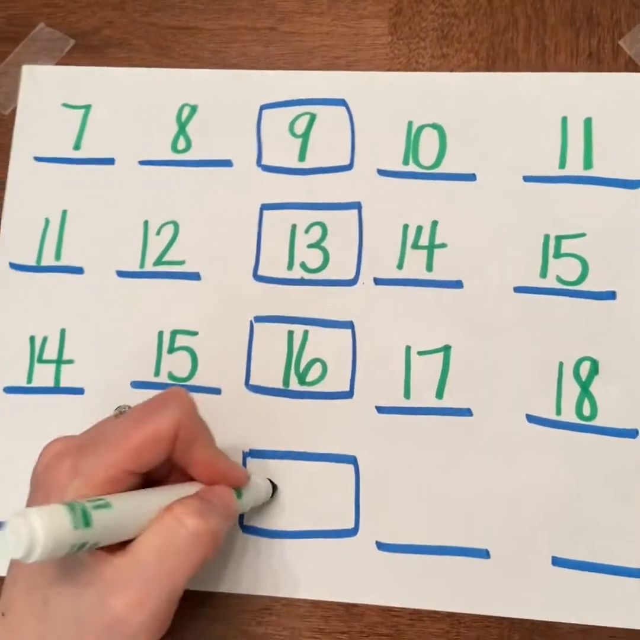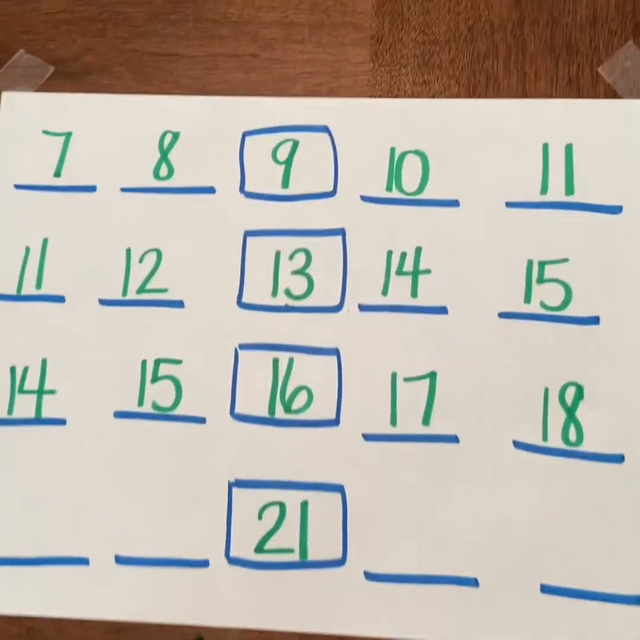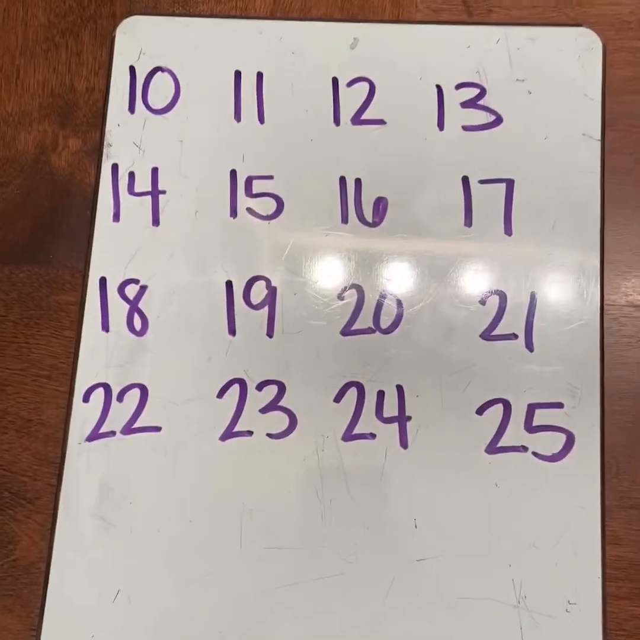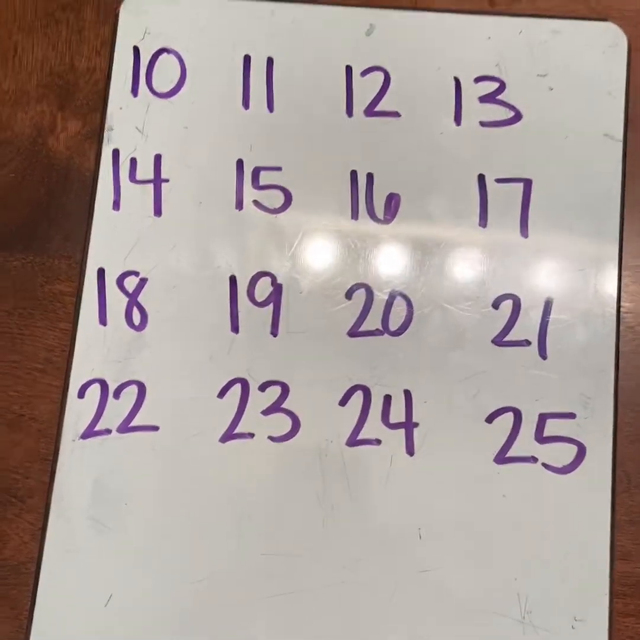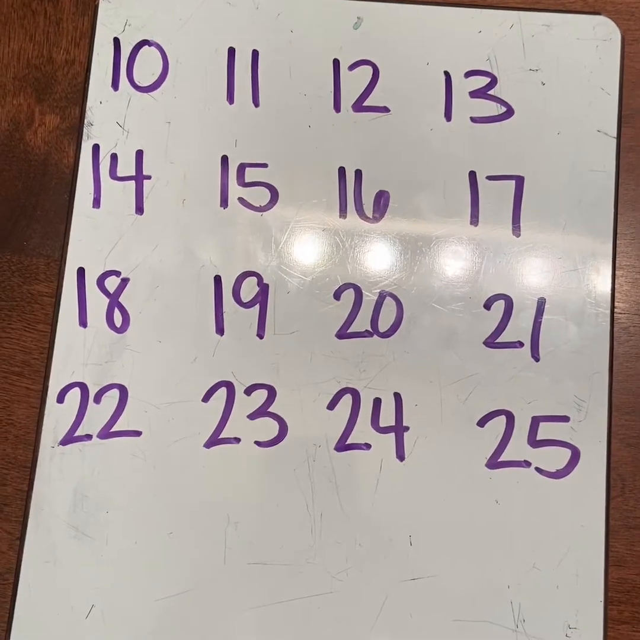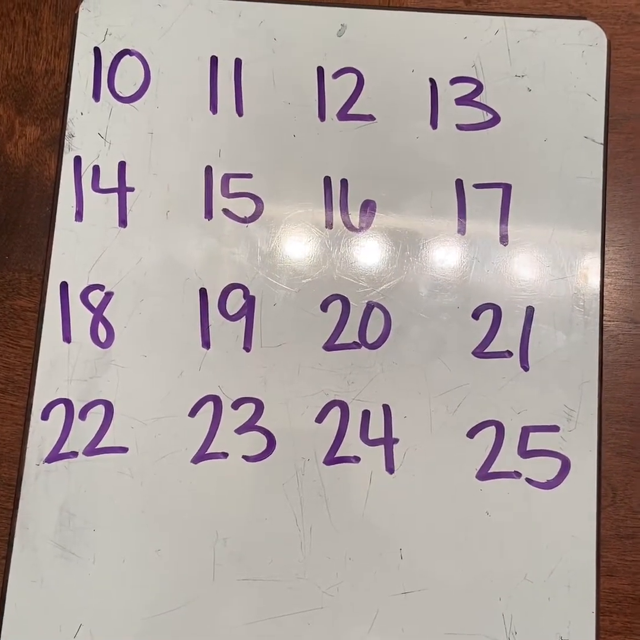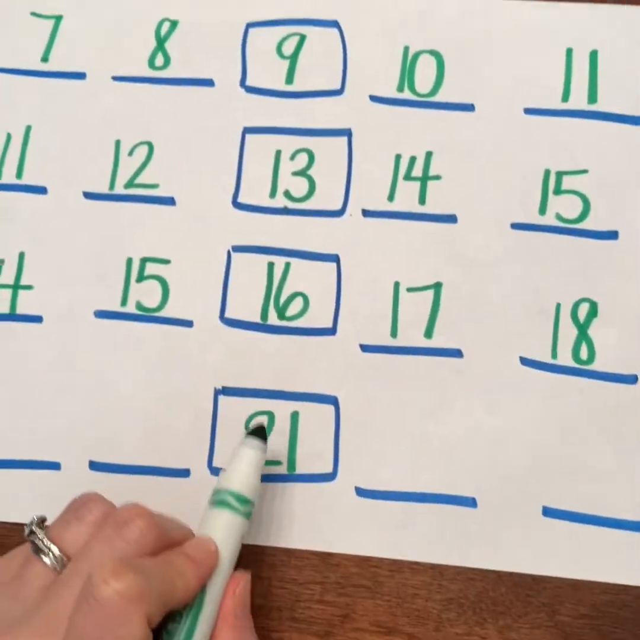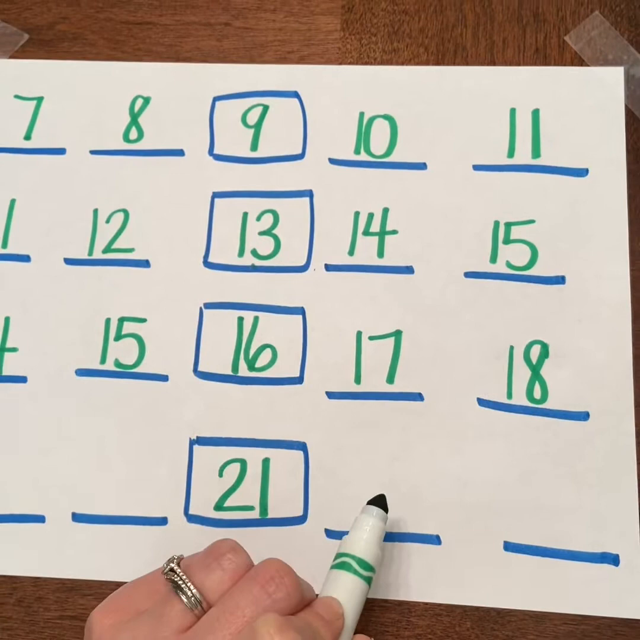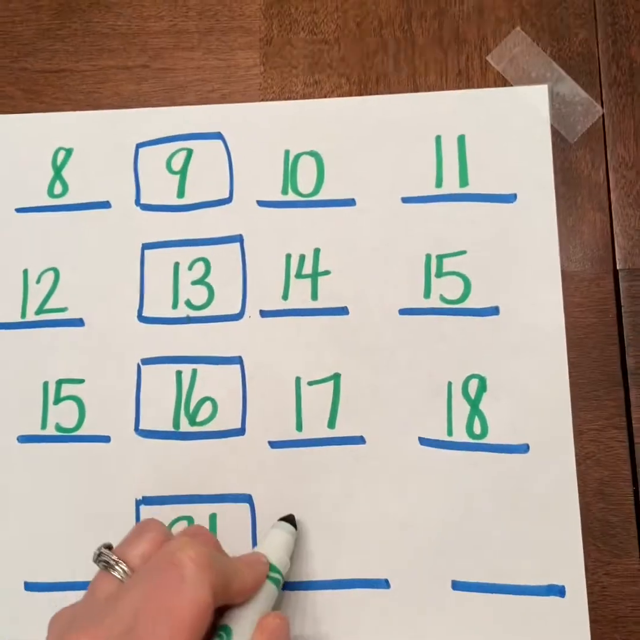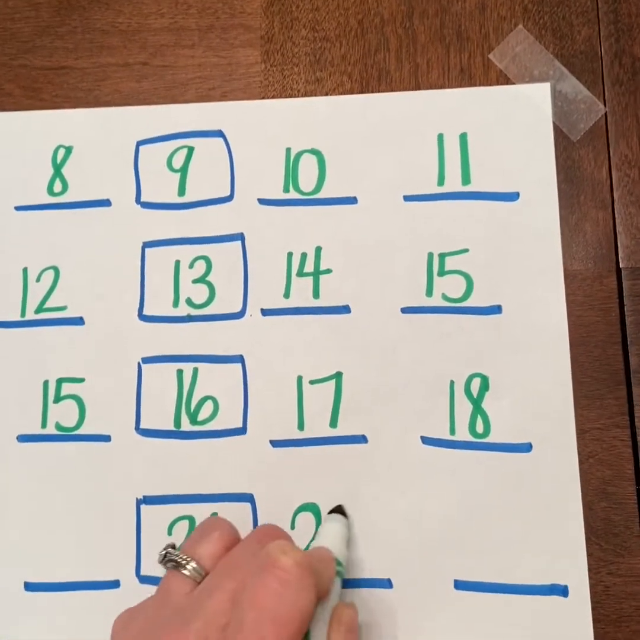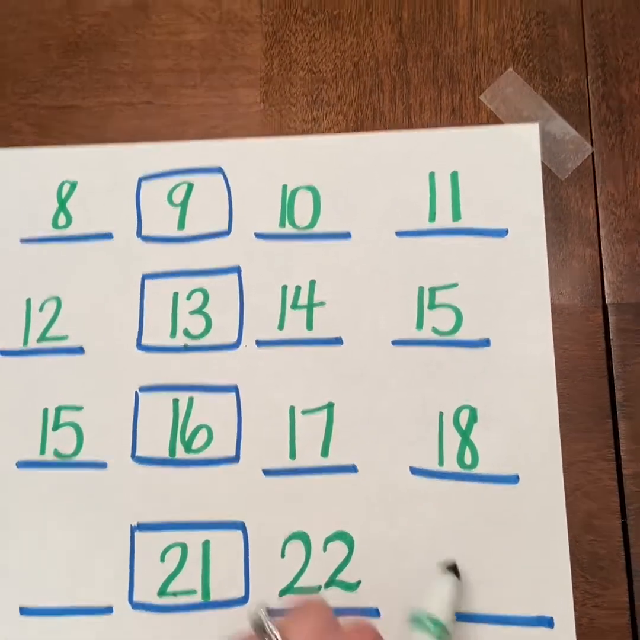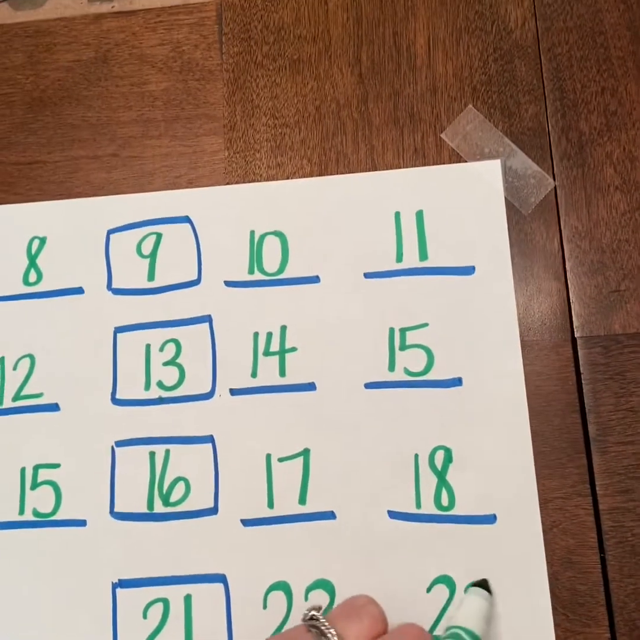Last one, we're going to do a little bit of a tricky one, 21. Okay, and I have the chart over here. You can always use that for help, right? What two numbers come before and what two numbers come after. So what comes after 21? 21, 22, 23. You got it, 23.